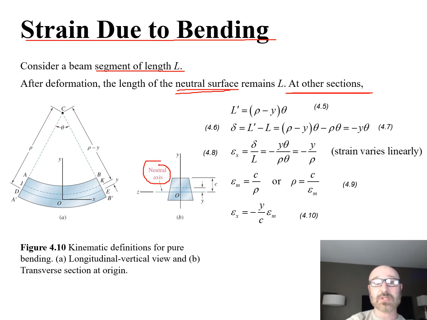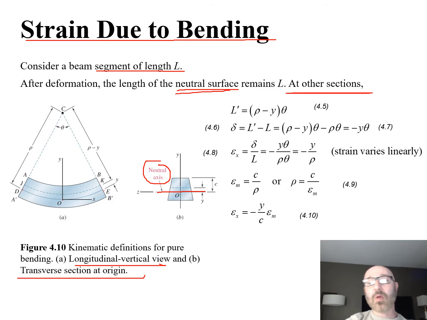If we're looking at part B, our transverse section, at the origin right there, we can see our neutral axis coming straight across like this. Now if we go over to part A, where we're looking at the longitudinal vertical view, you can see from D to E coming across our origin that curved line, which I'm going to try to trace. That right there is going to be our neutral axis.